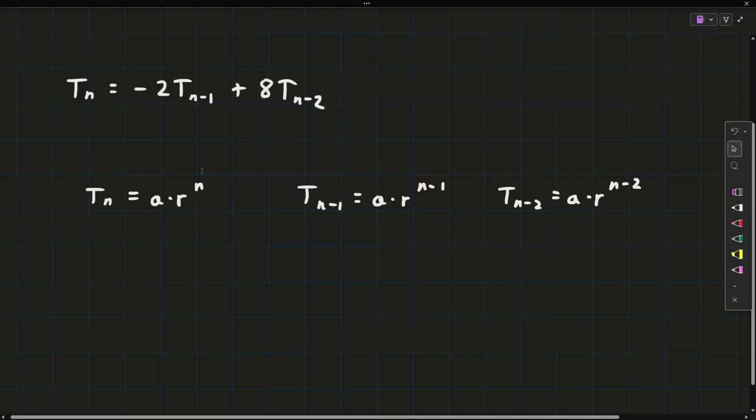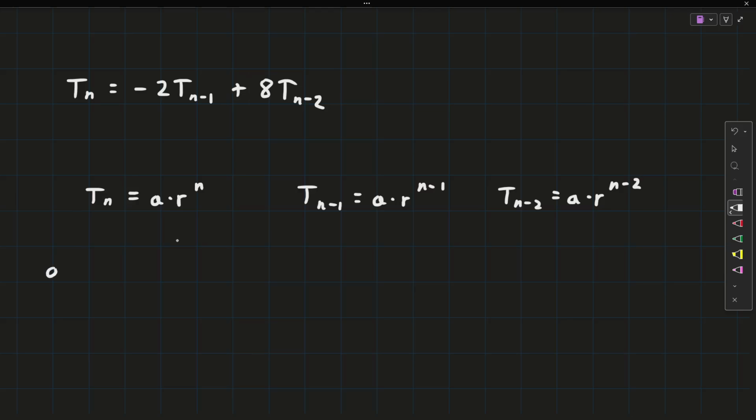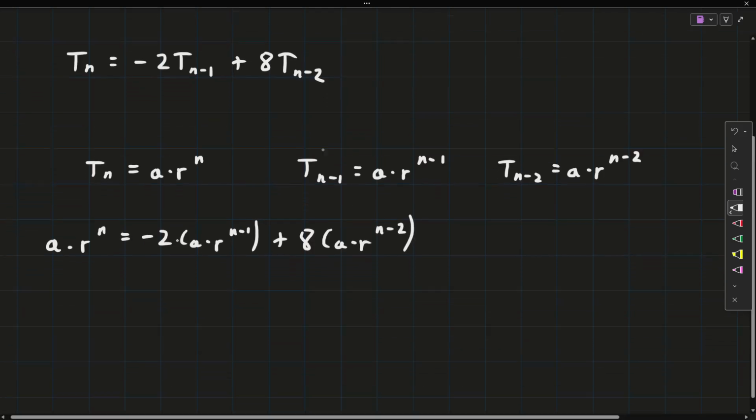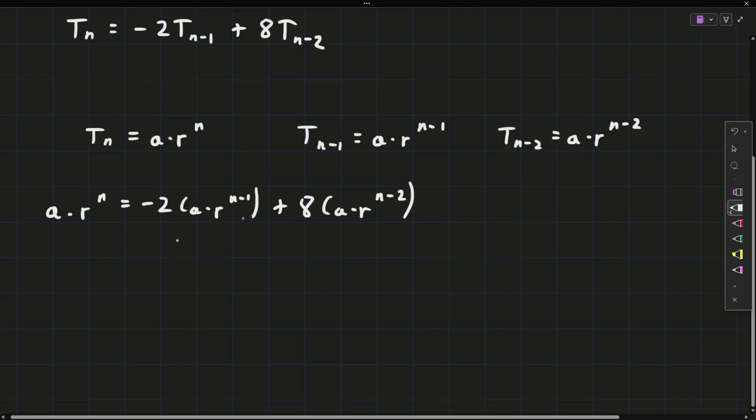It's going to be something a little bit different, and it was actually pure coincidence that in the first order ones, r just happened to be the number multiplying by. Because when we do it this time, we'll see we're going to have a times r to the power of n equal to minus 2 times a times r to the n minus 1, plus 8 times a times r to the n minus 2. So we can cancel out all the a's, divide everything by a, and we'll get r to the power of n equals minus 2.